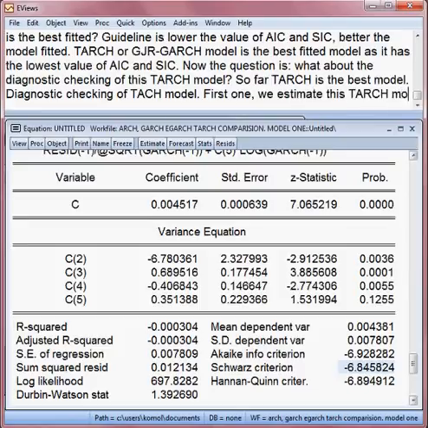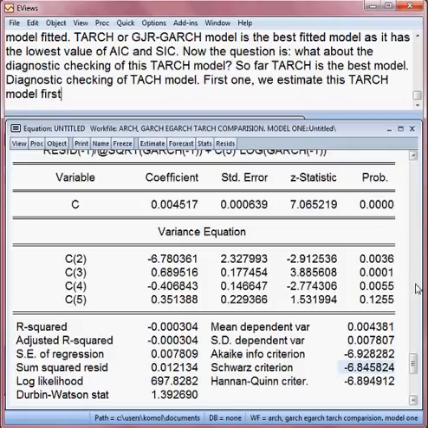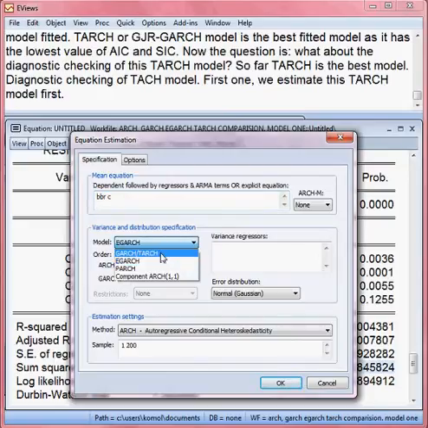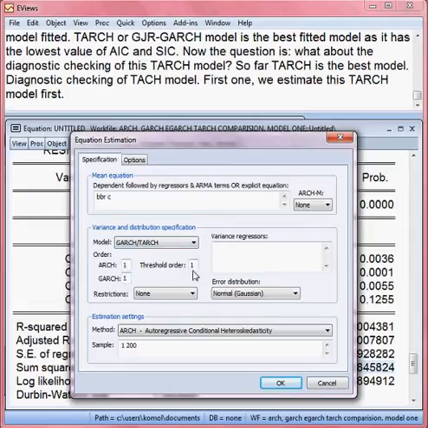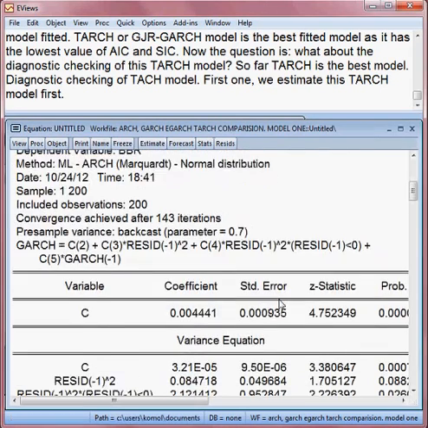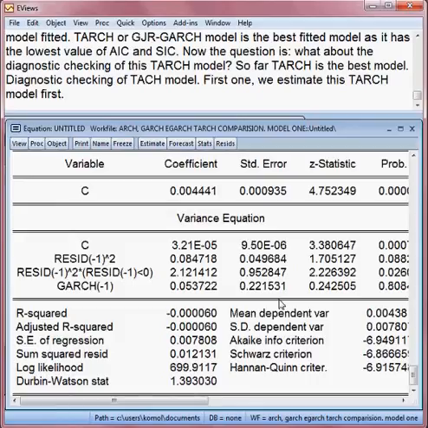TARCH model first. First we estimate this TARCH model. I go to estimate, then here I choose GARCH and TARCH. Here ARCH1, GARCH1, and the order should be 1. So that is my TARCH model. Then I press OK. So this is my TARCH model.